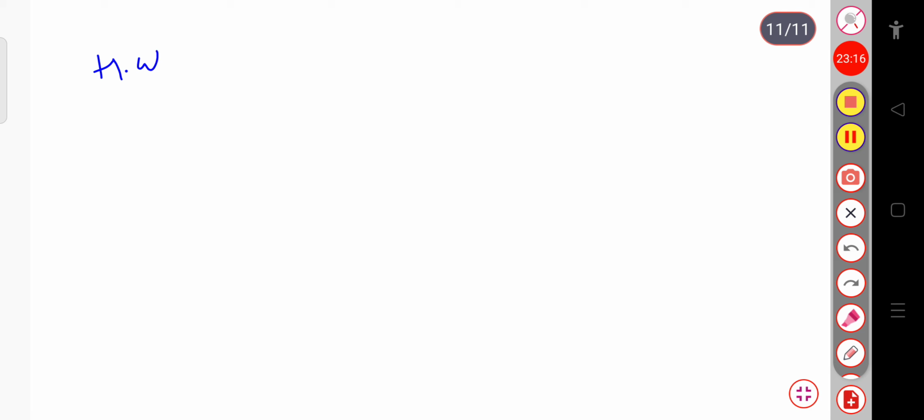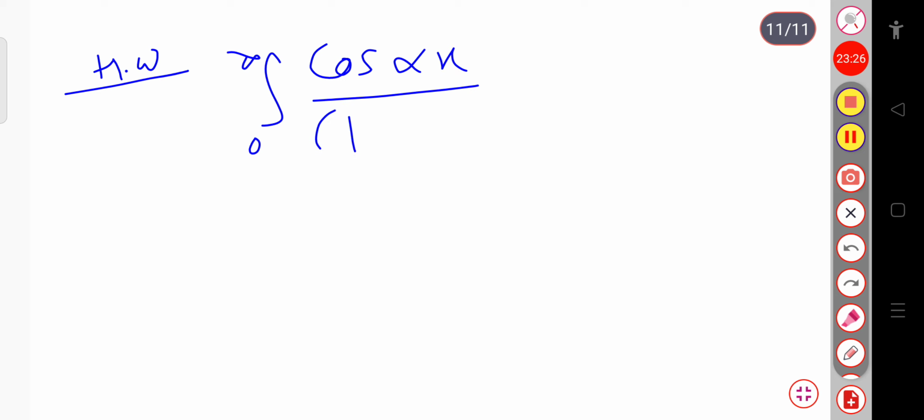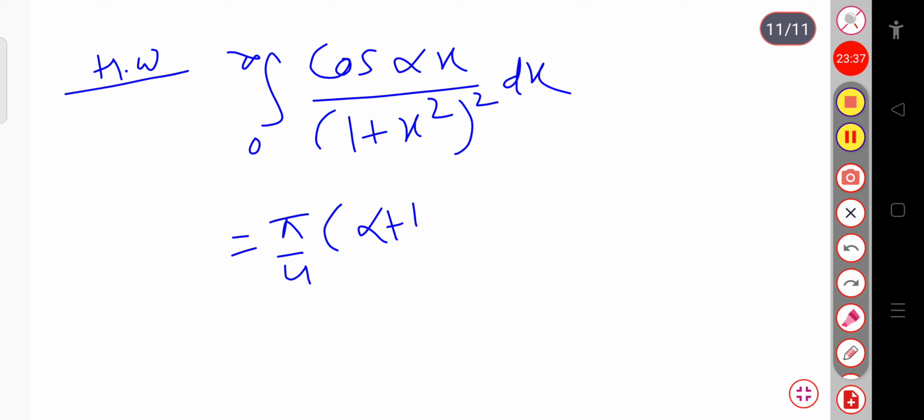Suppose this is the integration from 0 to infinity cosine alpha x divided by 1 plus x square whole square into dx. Okay, you have to calculate this. The final answer I am writing here, this will be pi by 4 times alpha plus 1 into exponential minus alpha. Just try to calculate. You have to calculate in the same procedure. Take the exponential term and then try to separate it. Just try to solve it by yourself. Okay. So this is all for today.